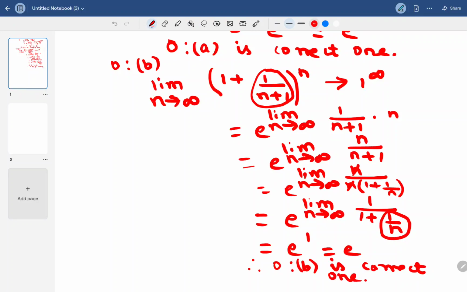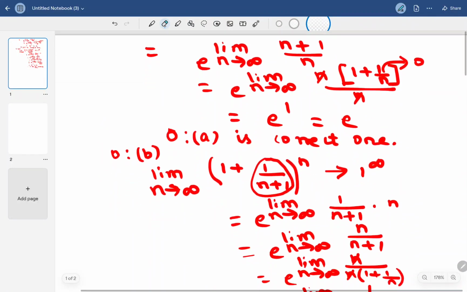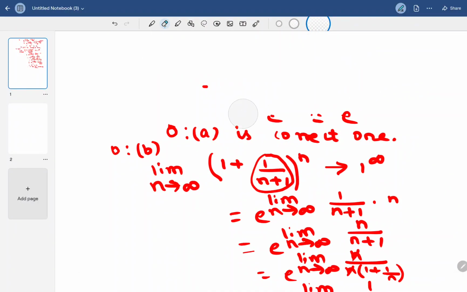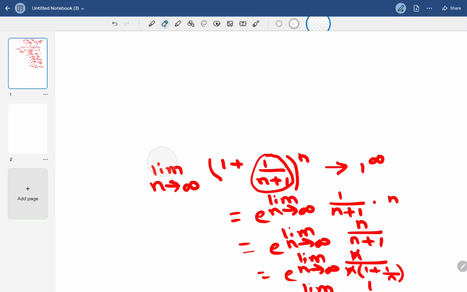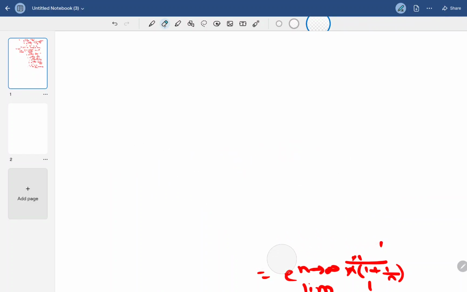One. Now I am going for option C and option D. A and B are correct options. I am going to check option C and option D.